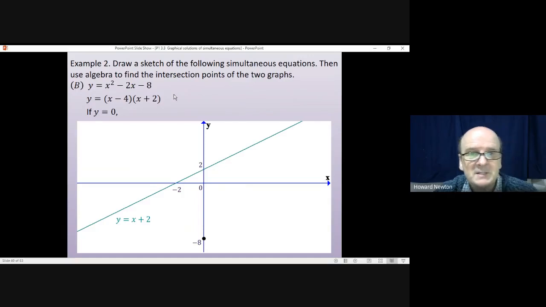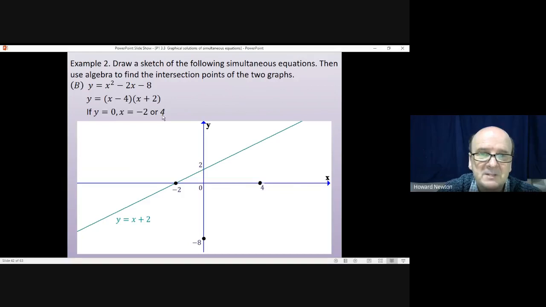To find out where it does so, we need to solve when y equals 0. This quadratic does factorize into x minus 4 times x plus 2, and we need to know when that is equal to 0. Well, it equals 0 if x is equal to 4 in the first bracket, or if x is equal to minus 2 in the second bracket. So those will be the two crossing points of the curve on the x-axis.